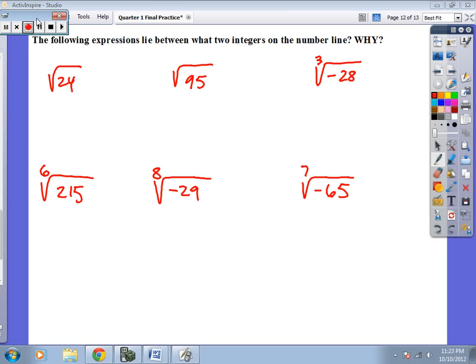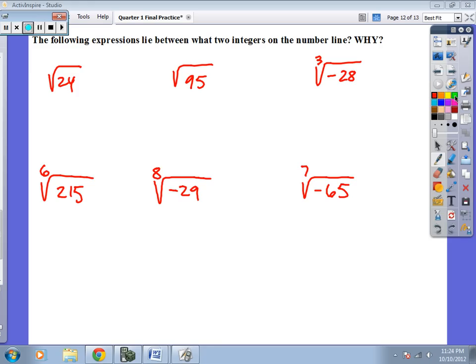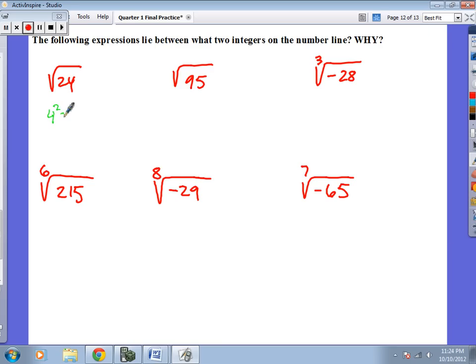Okay, these are good ones. Square root of 24 lies between what 2 integers? Square root of 24, I know this. I know that 4 squared equals 16, and I know that 5 squared equals 25. So I know the square root of 16 is a 4. I know the square root of 25 is a 5. So square root of 24 is somewhere between these 2 guys right here. So on the number line, it's between a 4 and a 5.